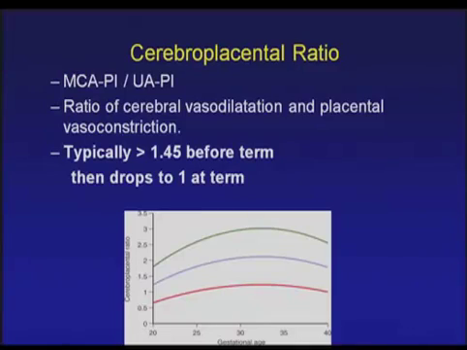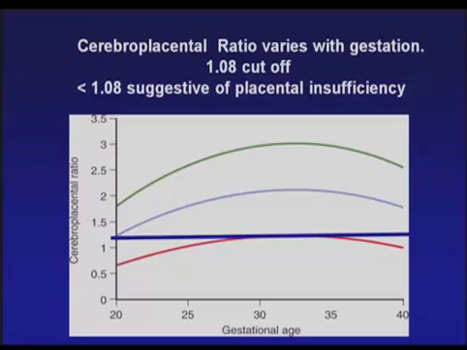When we deal with the cerebroplacental ratio, we're looking at the ratio of the MCA flow to the umbilical arterial flow. Typically, the ratio is over 1.45. This drops to 1 at about term. If the cerebroplacental ratio is less than 1, the suggestion of placental insufficiency should be raised.